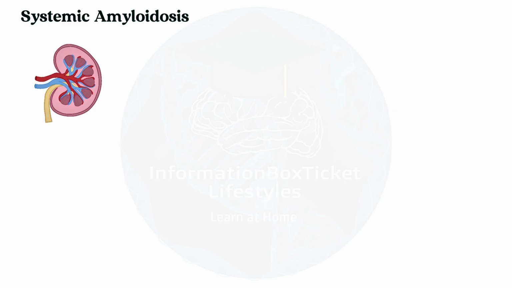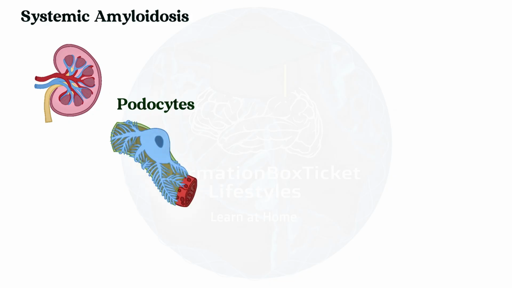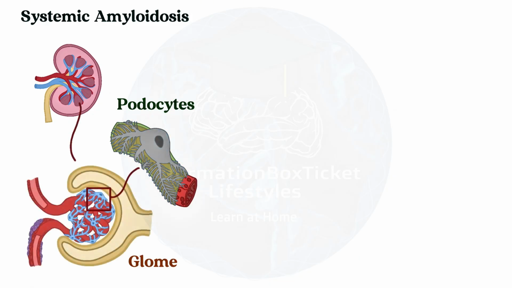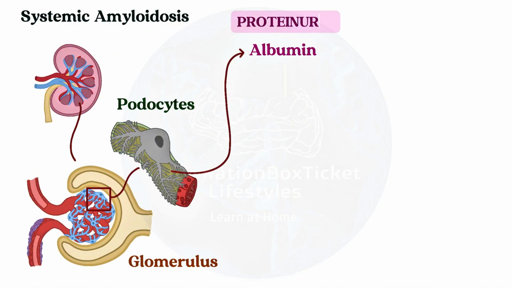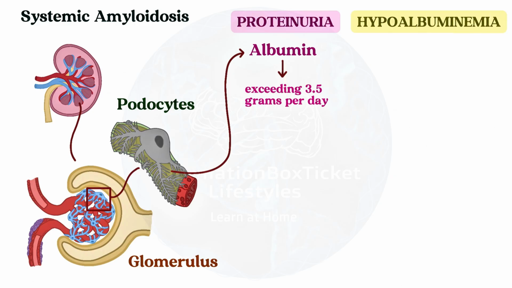In the kidneys, amyloid deposits can injure the podocytes, which are the cells lining the glomerulus. When podocytes are damaged, proteins such as albumin leak into the urine, leading to proteinuria, protein in the urine, typically exceeding 3.5 grams per day, and hypoalbuminemia, which is low levels of albumin in the blood. Over time, reduced protein levels in the blood lower the oncotic pressure, causing fluid to move out of blood vessels and into surrounding tissues, a condition known as edema.